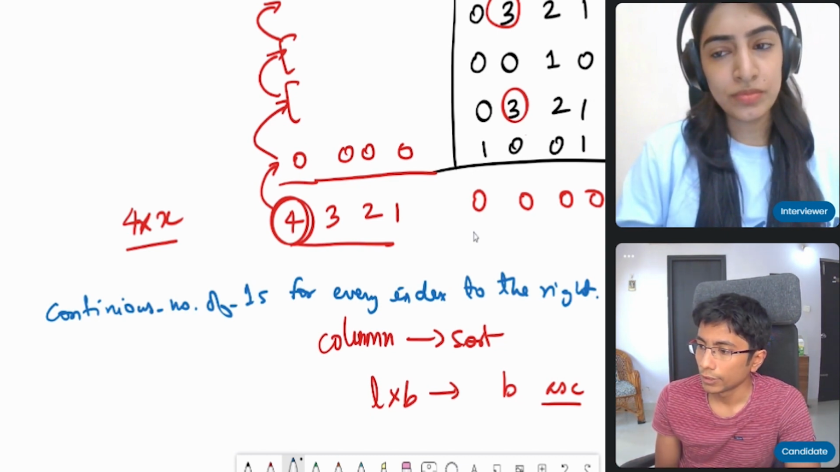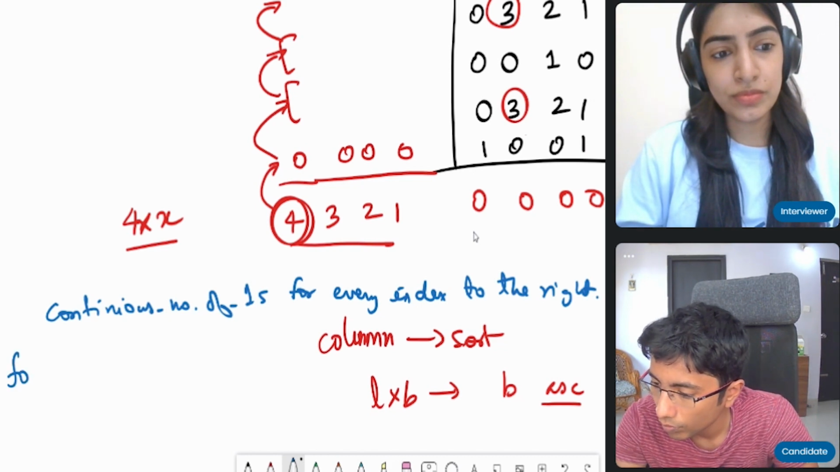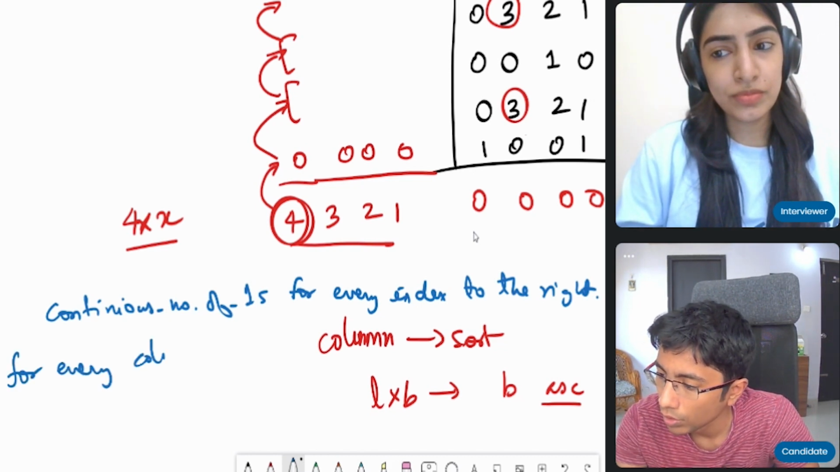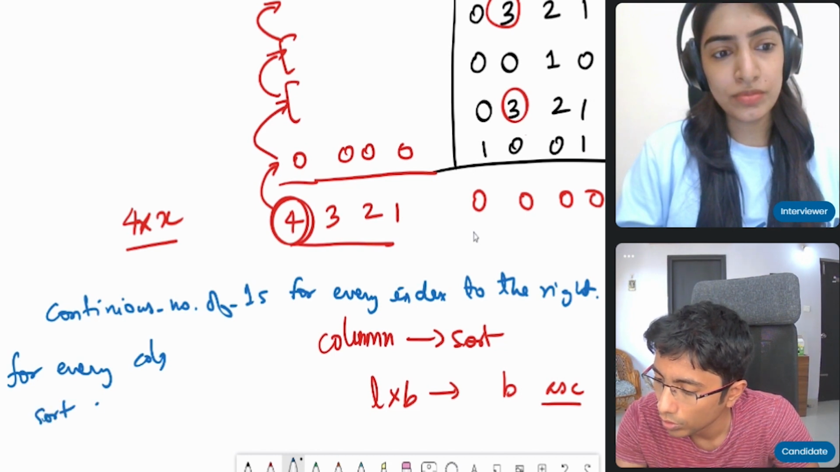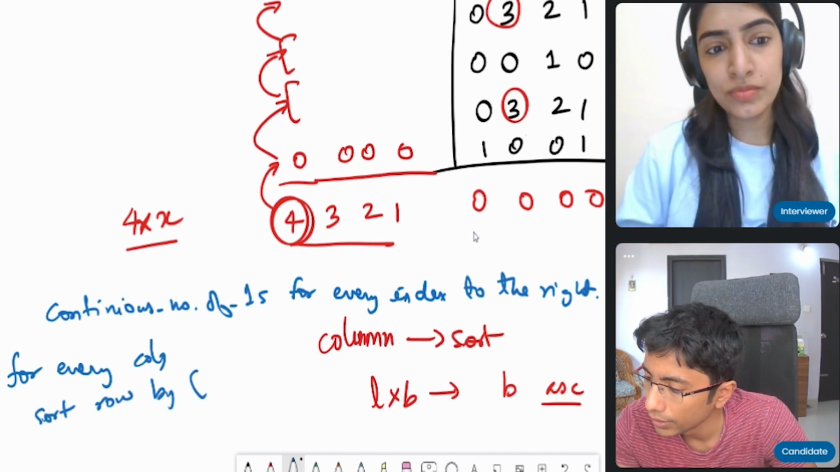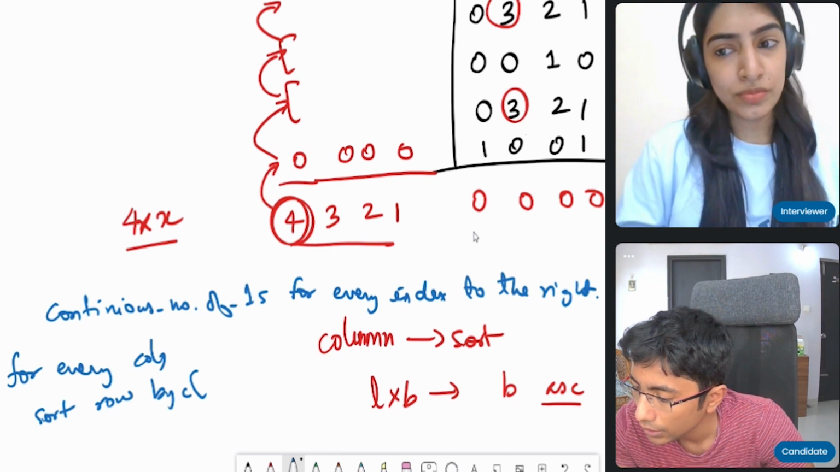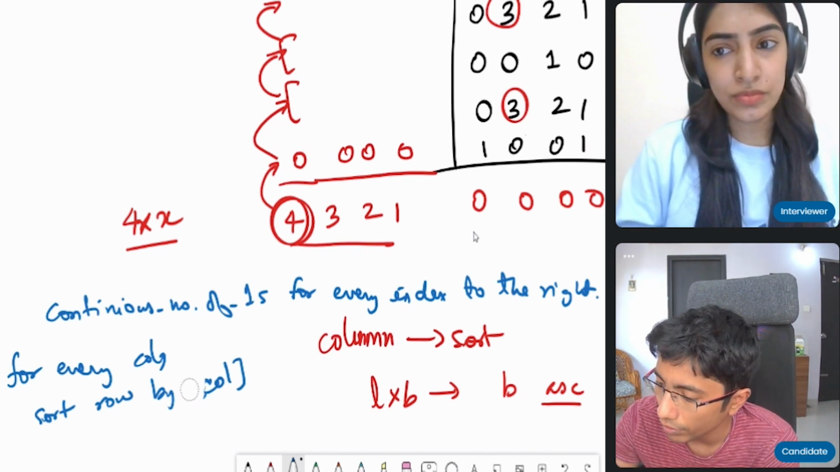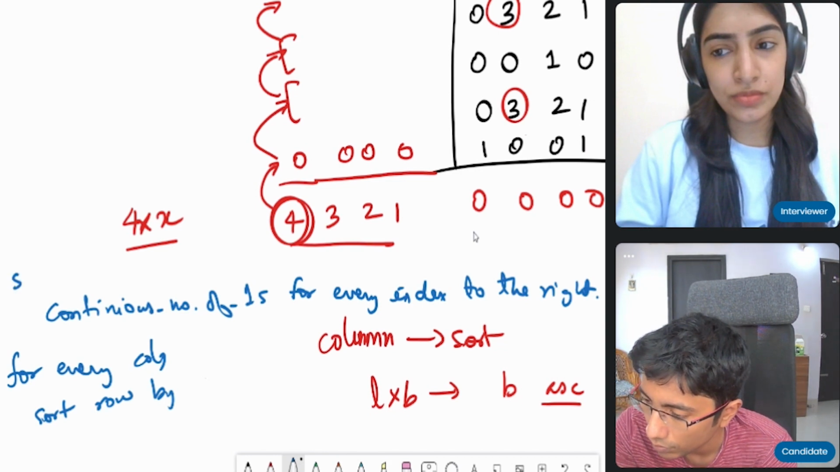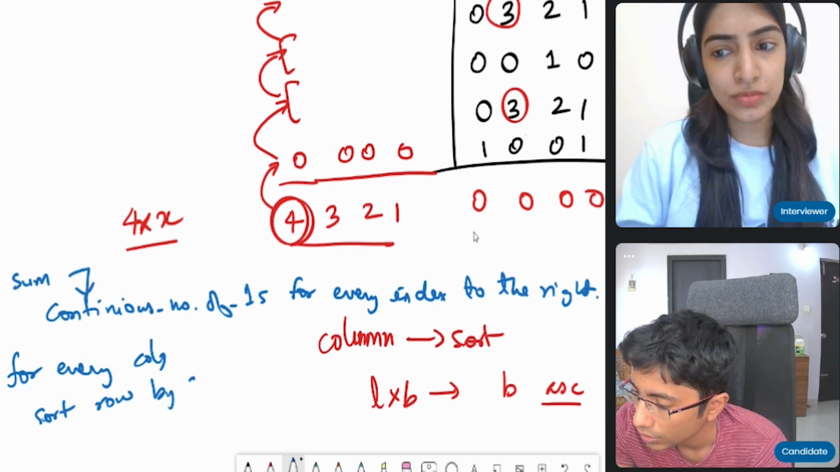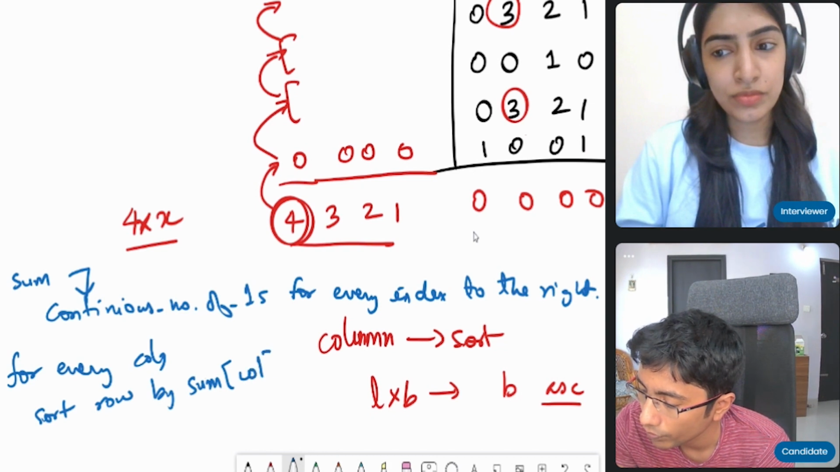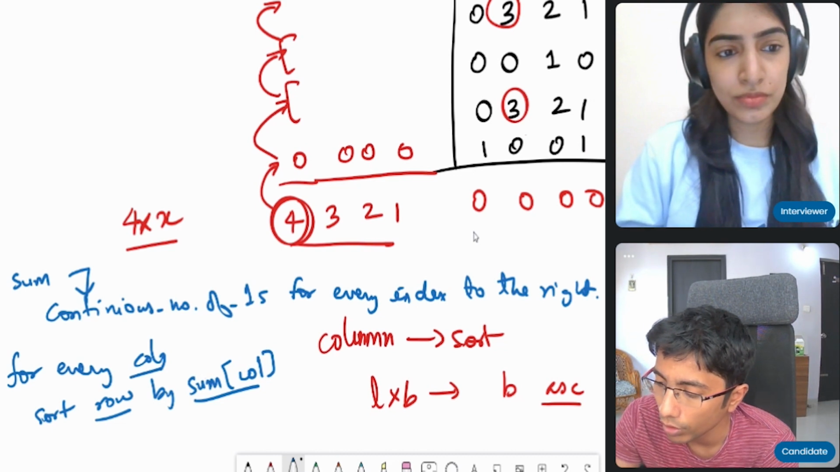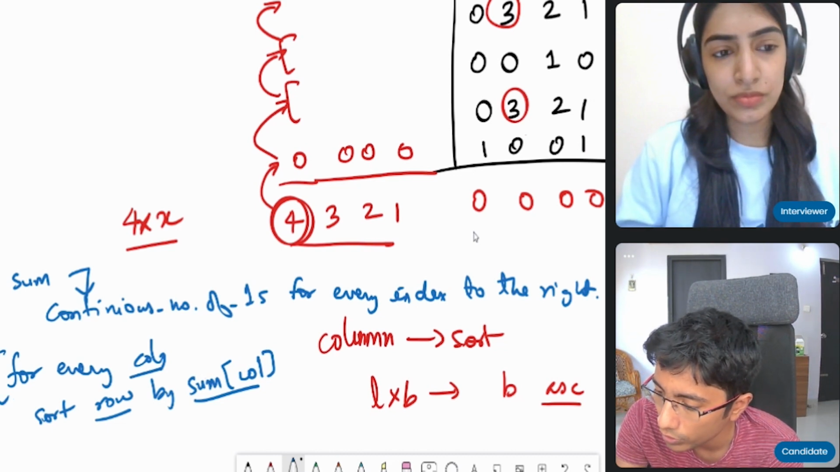Now I say that for every column, sort the row by this number. Let's call it C of column. So every row has a sum array which has these counts. We are going to sort the rows by the sum of that column for every column. So this is an outer loop. Let's not focus on this right now.